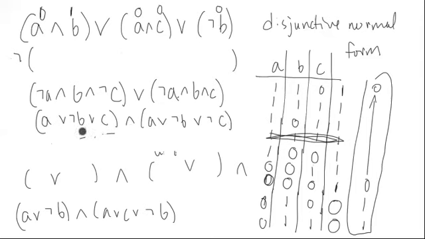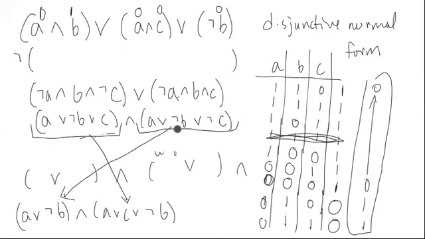Okay, notice, let's compare. This guy is the same as that guy. And this guy right here looks almost the same as this one. It's just that we tacked on an extra or not C. But if you look at a truth table and you compare these two, you'll actually notice that the two are actually the same.